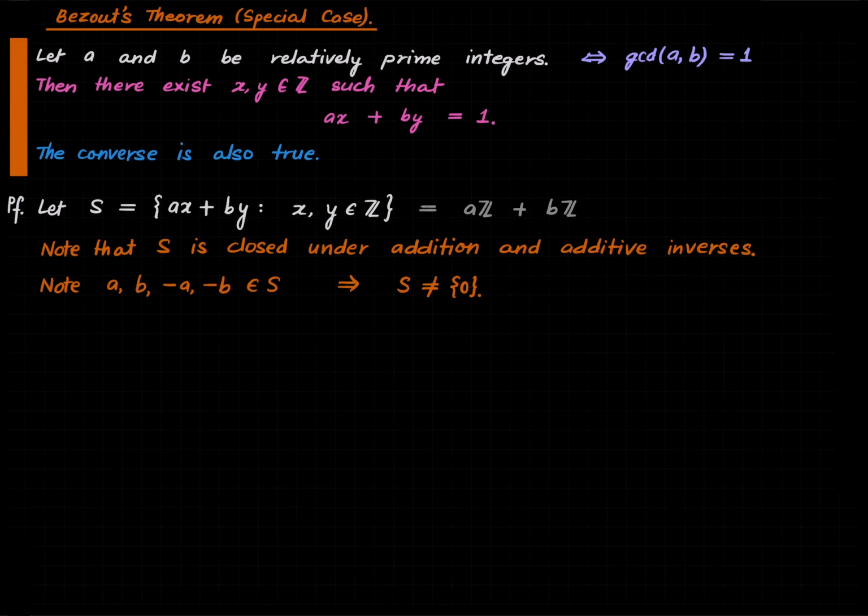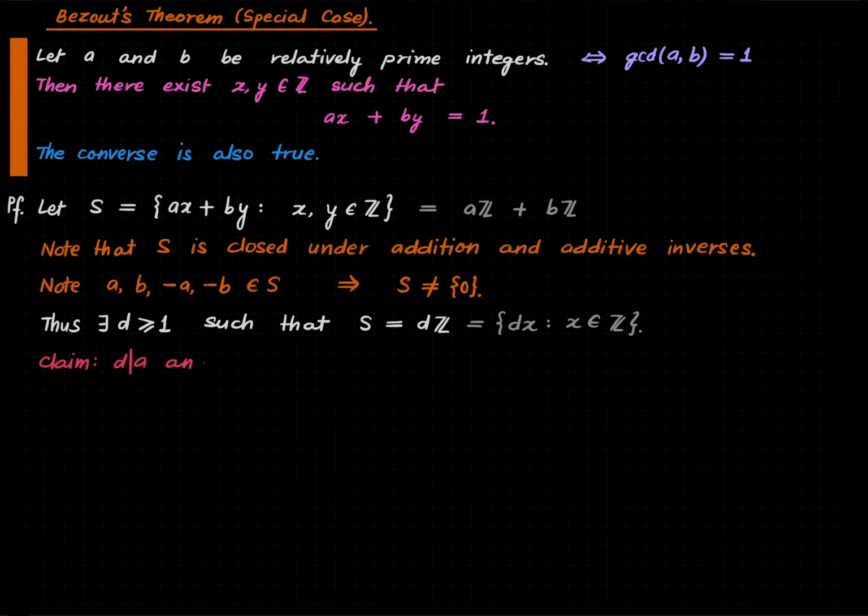Alright, great. And now by the previous theorem, there exists some positive integer d such that the set S is dZ, which again I'll recall what is dZ. dZ is all multiples of d. Okay? So we have that, and our claim is d is 1. In fact, the way we will prove it is that d divides A and d divides B. Right? This is what we will do.